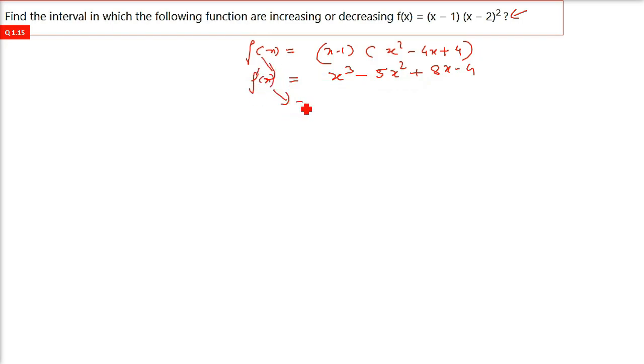f dash x is the differentiation. So this will be 3x square minus 10x. I am differentiating each term. That is dy by dx, that is f dash x. So this will be 8, and the derivative of 4 will be 0.